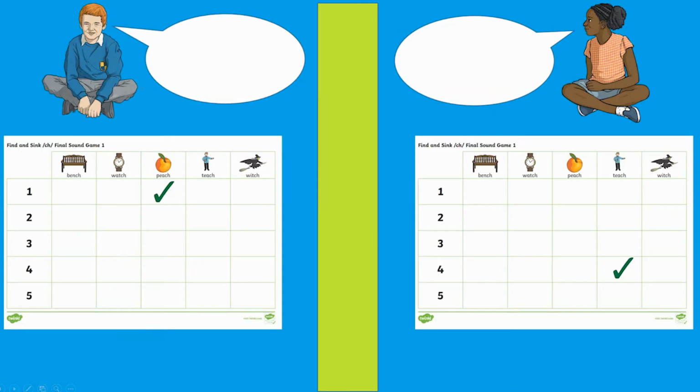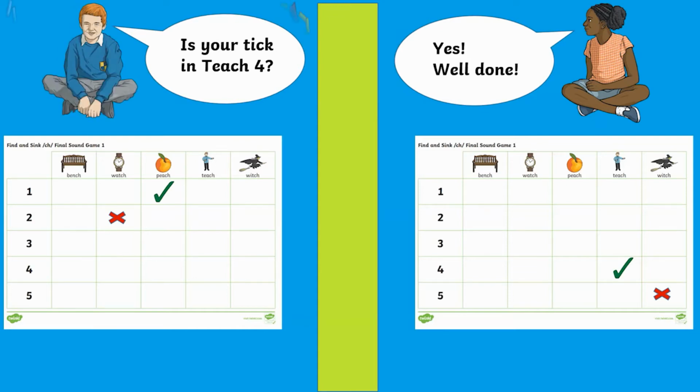Find and sink. Children absolutely love this game. Both children need a copy of the same find and sink game and have to secretly place a tick on their chosen box. Then they can take it in turns to ask a question. If you are told no, then pop a cross in that box and keep asking questions in turn. You're trying to work out where your opponent's chosen box is.